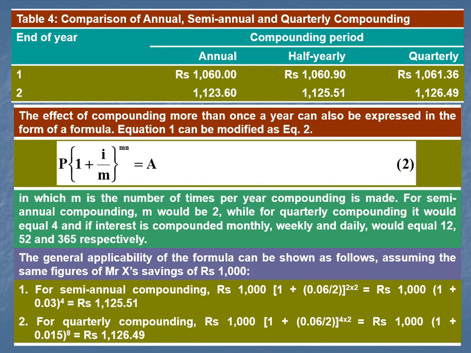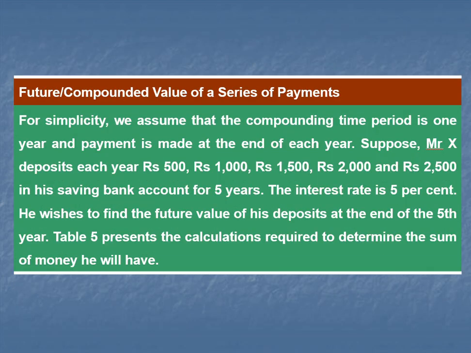By using that formula we are able to calculate the future or compounded value of a series of payments. The time period is 1 year and the payment is made at the end of each year. Suppose Mr. X again deposits each year 500, then 1,000, 1,500, 2,000, 2,500 in his savings account for a period of 5 years, with an interest rate of 5%. He wishes to find the future value of his deposits at the end of the fifth year.